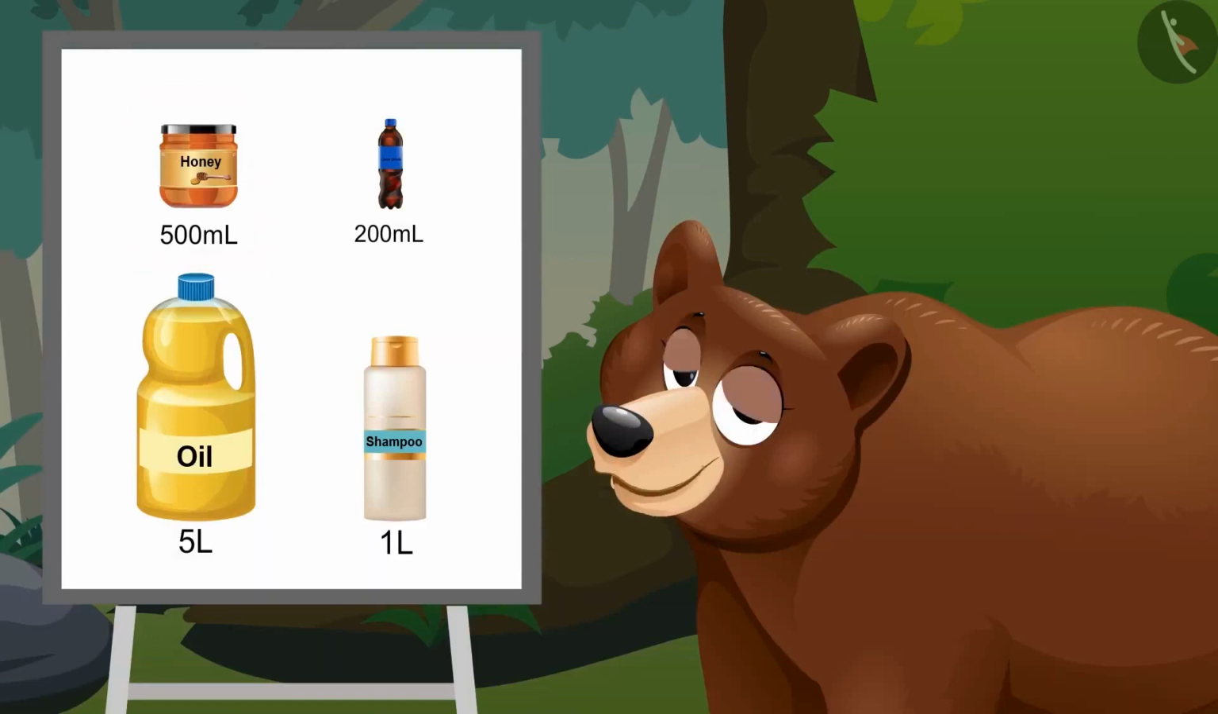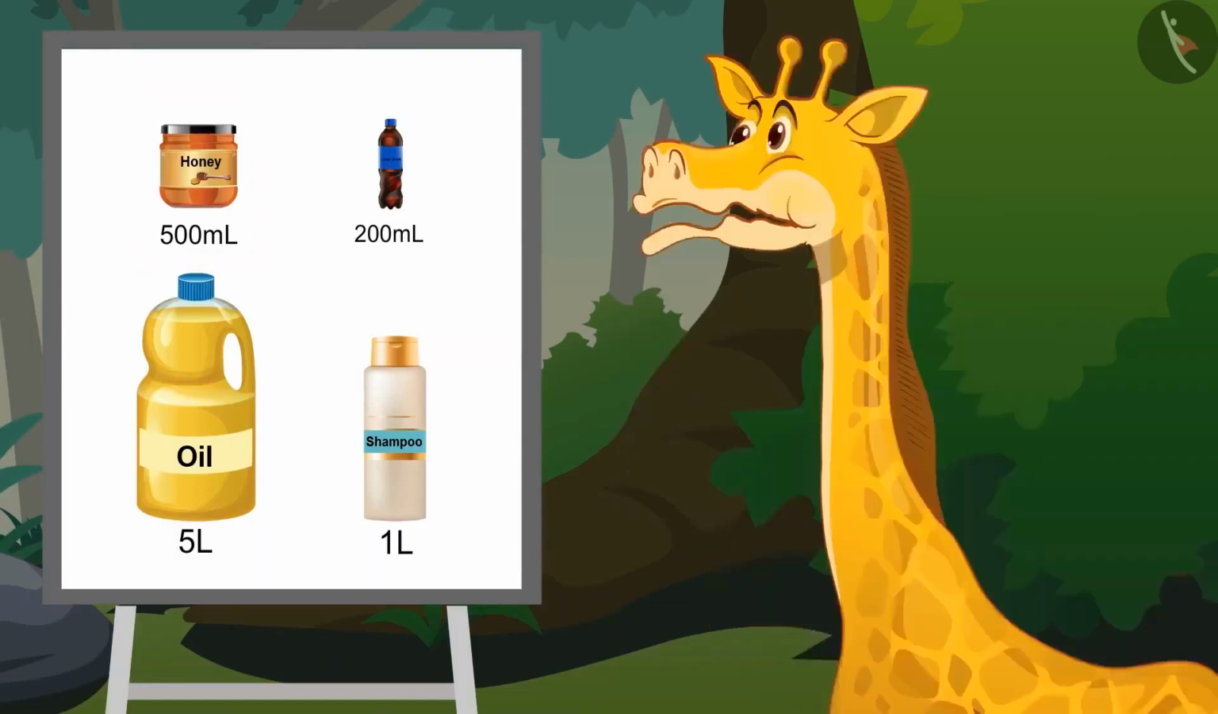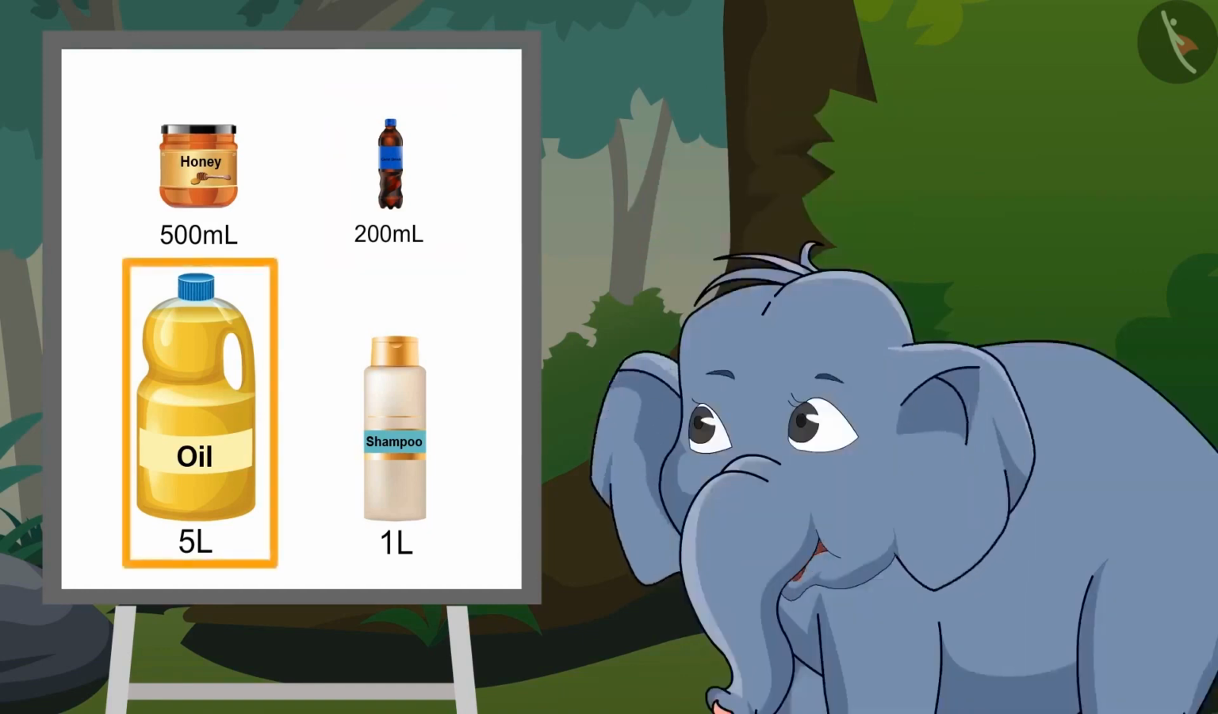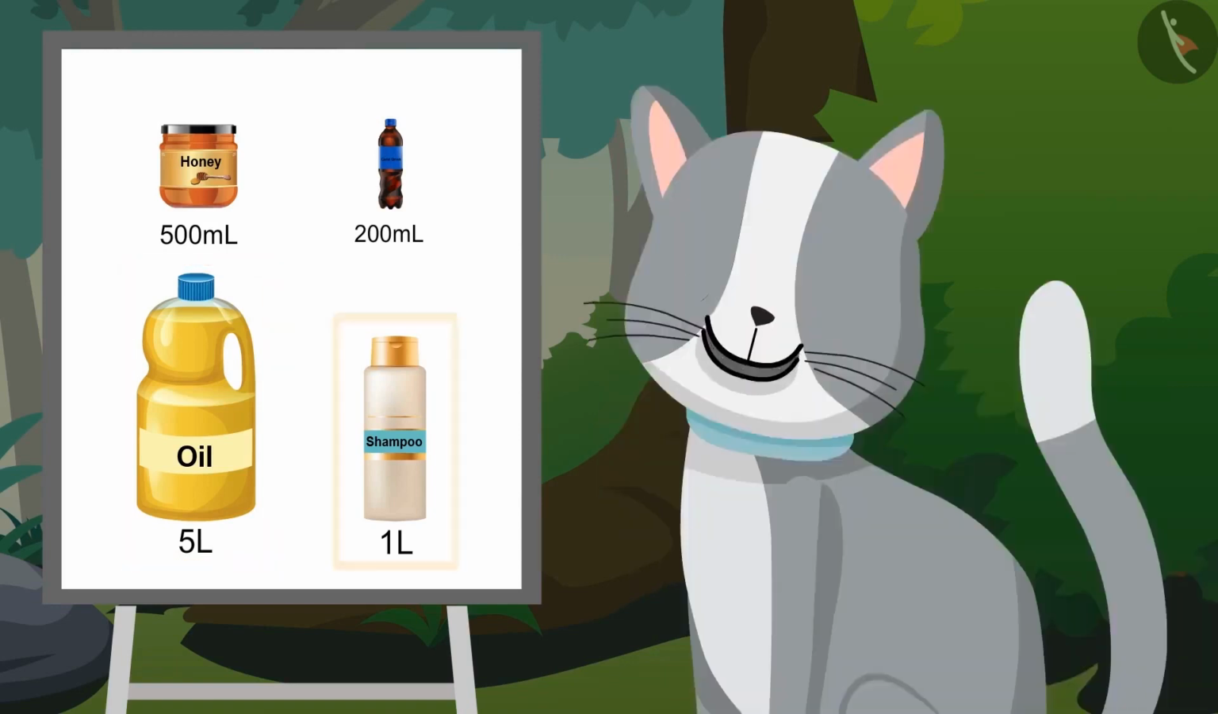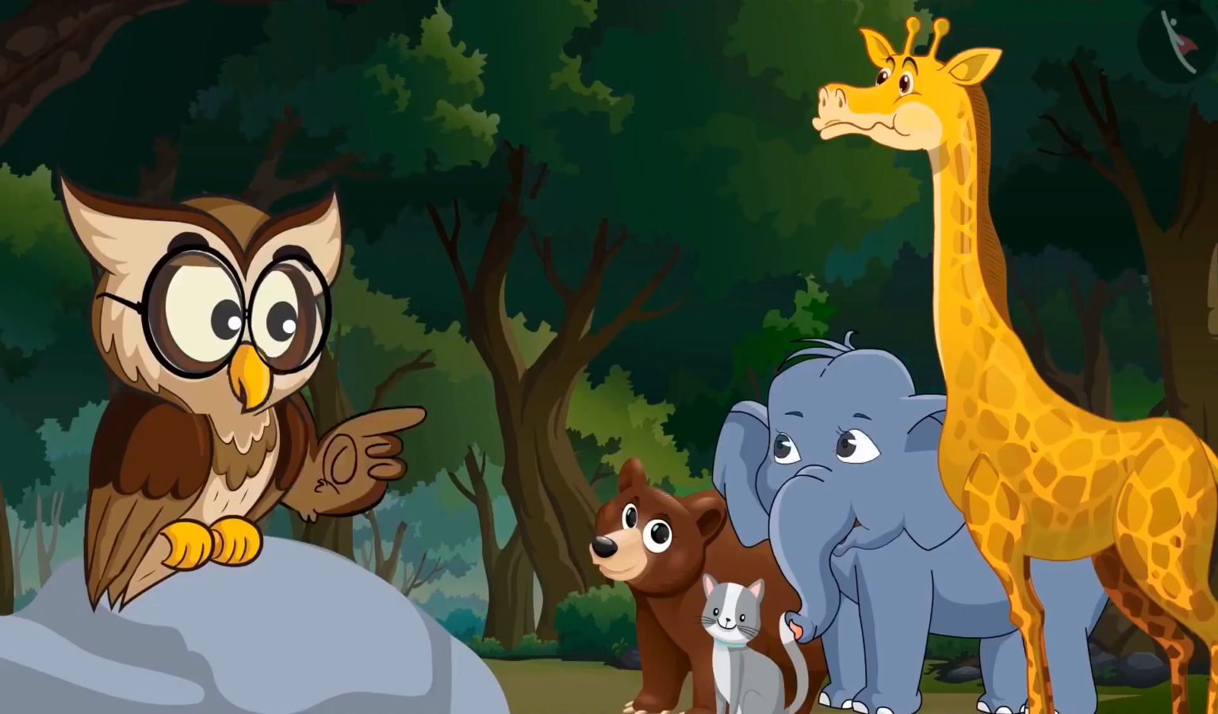Bottle of honey is of 500 ml. Bottle of cold drink is of 200 ml. Bottle of oil is of 5 liters. Bottle of shampoo is of 1 liter. Exactly. So we saw that we use liters as units and big containers for liquids which have more volume. And for liquids whose volume is less, we use small containers and smaller units such as milliliter for them.